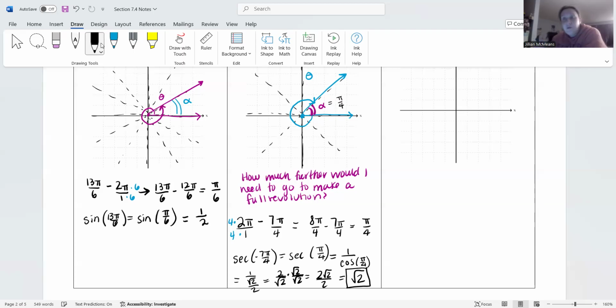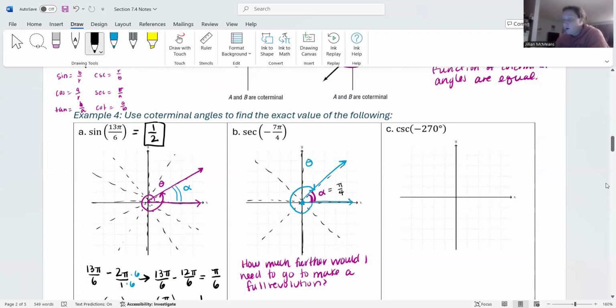Okay, so if you have a wacky angle, if you can find a coterminal angle that's a nice, pretty acute angle, it can help you simplify a lot of these and evaluate these trig functions. So let's go up here and say, hey, secant of negative 7 pi over 4 is really square root of 2, because we know that secant of negative 7 pi over 4 is equal to secant of pi over 4, and secant of pi over 4 is the square root of 2.